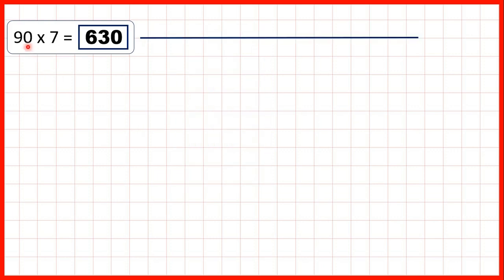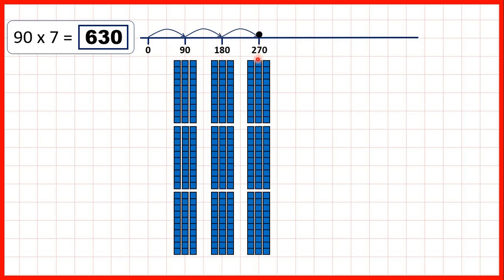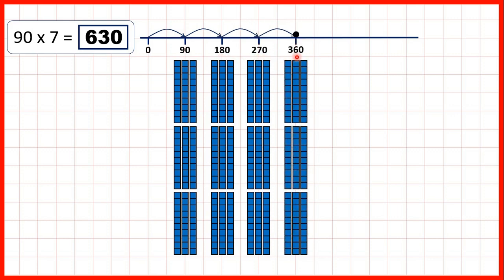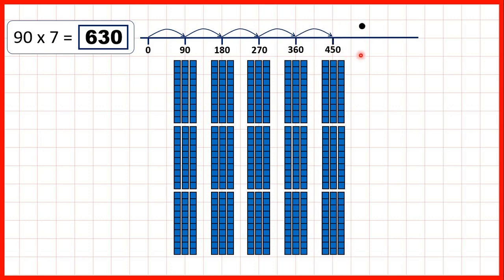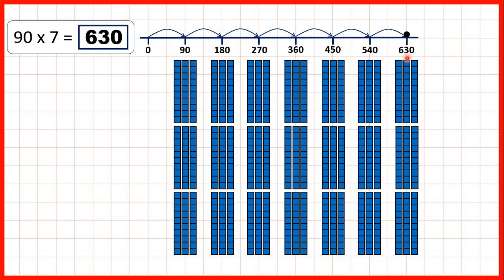Then we had 90 times 7. If we count in steps of 90, we have 90, 180, 270, 360, 450, 540, and then the 7th multiple of 90 is 630. So that's why 90 times 7 is 630. Counting in steps of 90 is just like counting in steps of 9, but with a 0 in our ones digit.